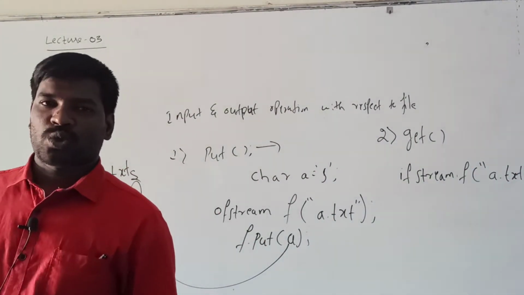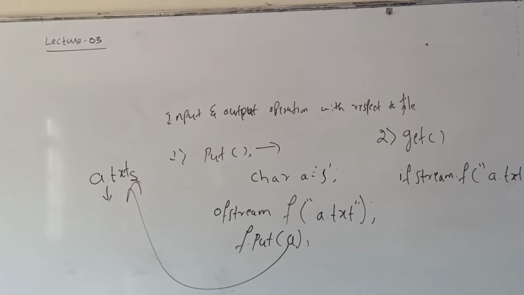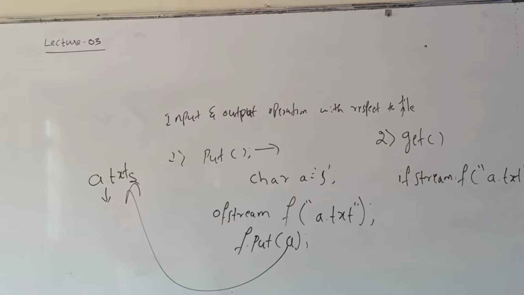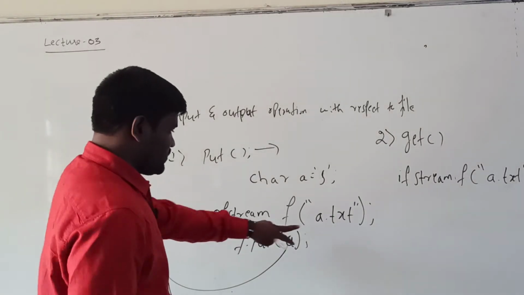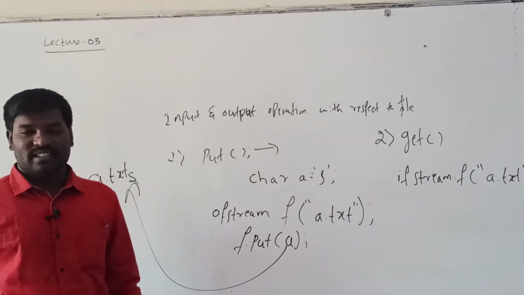Here there is no need to store the values in the put function. Before creating the object, we can assign char a is equal to yes. After creating the object, after opening the file, this a is stored in a.txt.